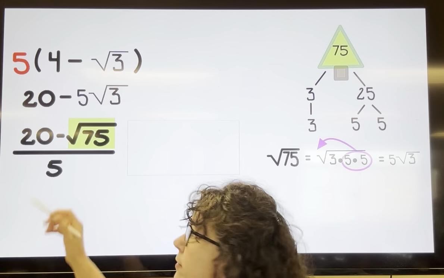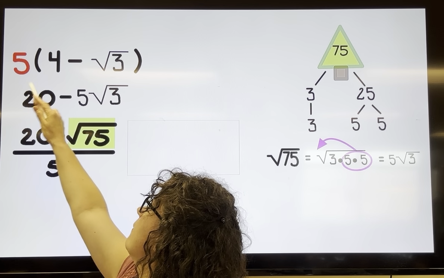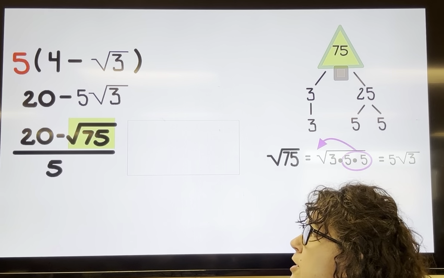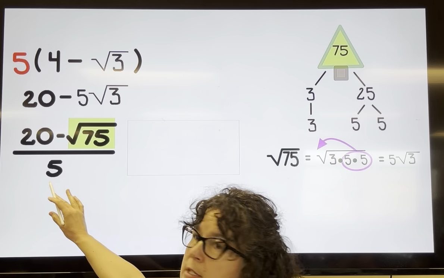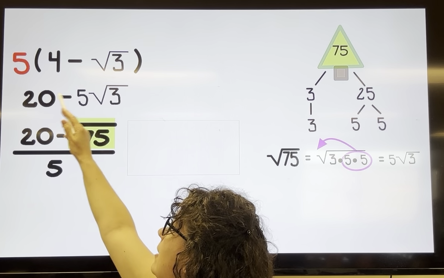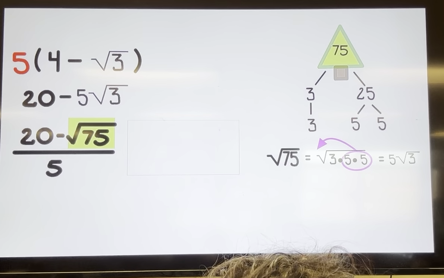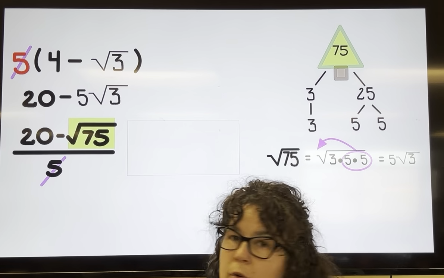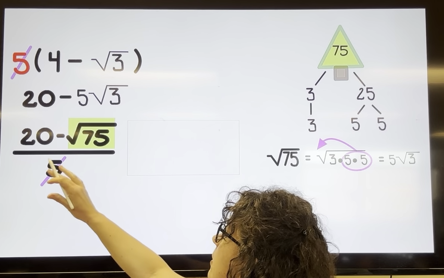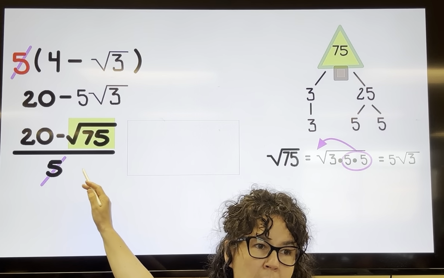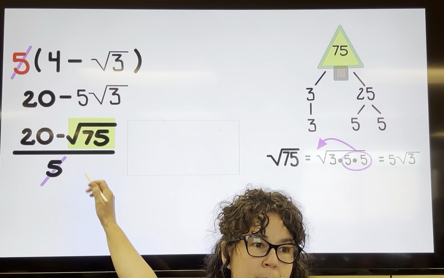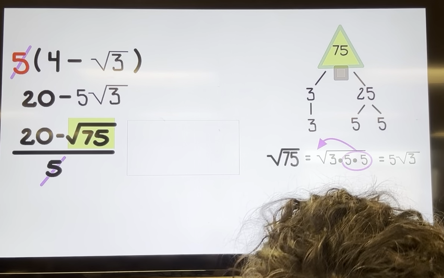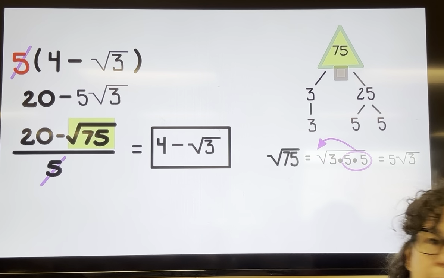We can redistribute to verify. 5 times 4 is 20. 5 times negative root 3 is negative 5 root 3. But now that I've turned the numerator into multiplication, I can cancel with the denominator. So having 5 times what's in parentheses over 5, the 5s can cancel. 5 over 5 is 1. And then going straight across, I don't have anything in my denominator anymore. I mean, technically I have a 1, but divided by 1 is itself. So all I have left in this whole thing is 4 minus root 3. And that's my final answer.